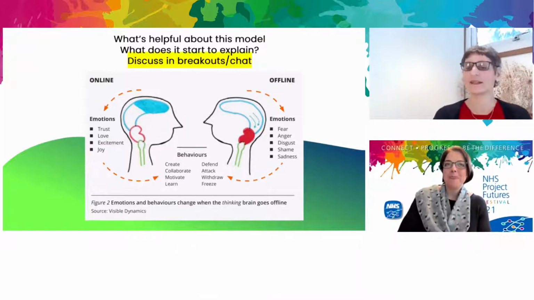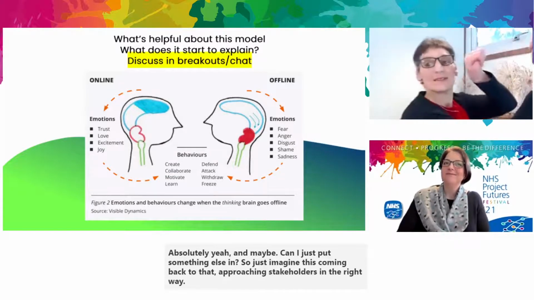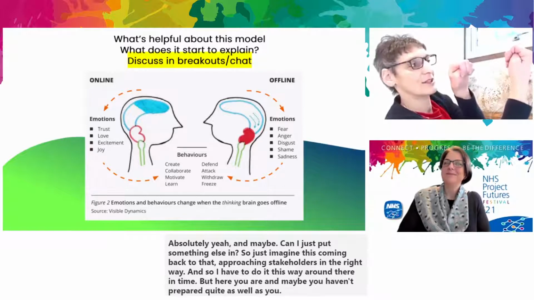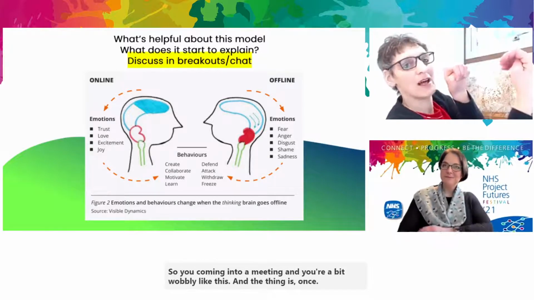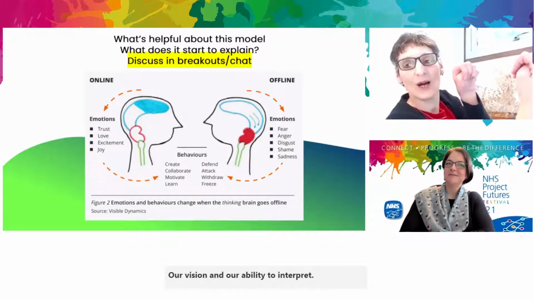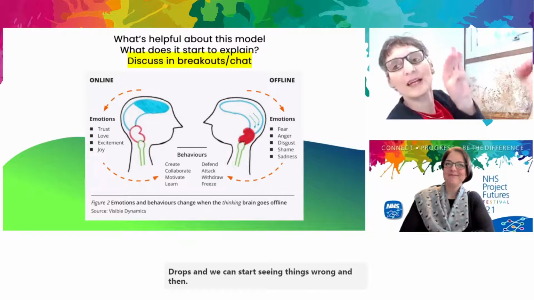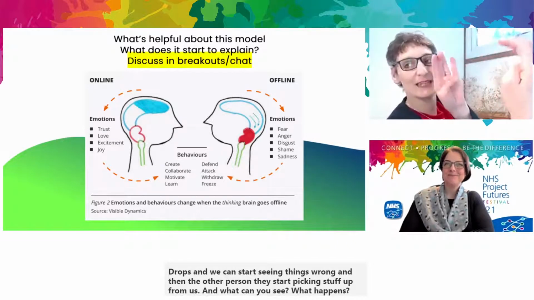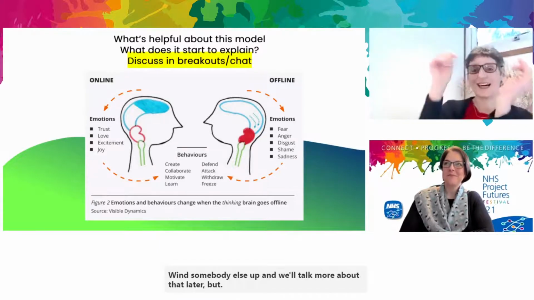Absolutely. Yeah, and maybe can I just put something else in? So just imagine this, coming back to approaching stakeholders in the right way. And so I have to do it this way around, don't I? So here you are, and maybe you haven't prepared quite as well as you'd like to. So you're coming into a meeting and you're a bit wobbly like this. And the thing is, once our thinking brains are beginning to go offline a little bit, our vision and our ability to interpret what's going on around us also drops. And we can start seeing things wrong, and then the other person may start picking stuff up from us, and can you see what happens? And so this is why I talk about invisible dynamics. One of us can really unintentionally wind somebody else up, and we'll talk more about that later. But I wish I could see you all dancing with your hands.